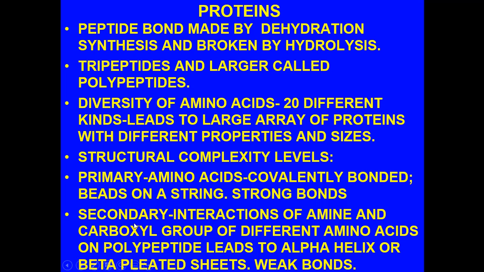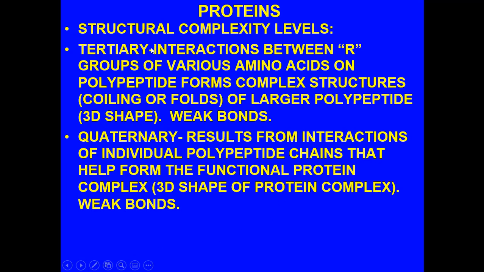You've got to keep in mind that from secondary onward, secondary, tertiary, you've got a lot of weak bonding here. Tertiary is interactions between the R groups of the various amino acids on the polypeptide, which can form very complex structures. You can get coils, you can get folds, and now you're getting even larger structures that create the three-dimensional shape of the polypeptide. Again, at the tertiary level, you basically have weak bonds. Now, quaternary is unique because you need more than one protein. Each protein is considered a subunit. When you put the subunits together, the interactions of the individual polypeptide chains help form this functional protein complex. But again, they're held together by weak bonds. To give you an example, hemoglobin.